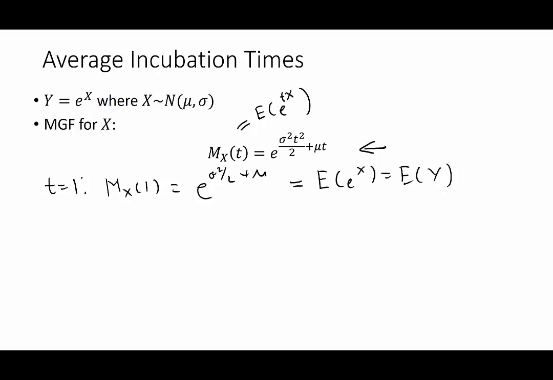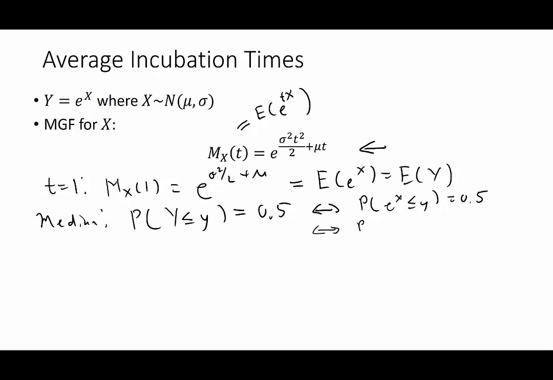Now, a second thing that we can easily get is the median for a log normal. The median, you'll recall, is defined as the value y so that the probability of Y being less than or equal to y is 0.5. Again, using the definition of Y as e to the X, this means that the probability that e to the X is less than or equal to y has to be 0.5, which is the same thing as the probability of X being less than or equal to log y being 0.5.